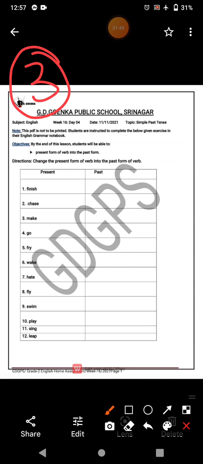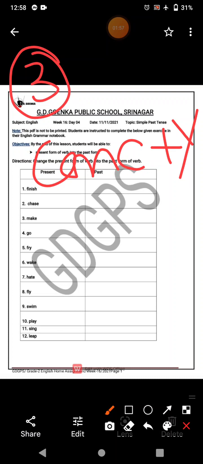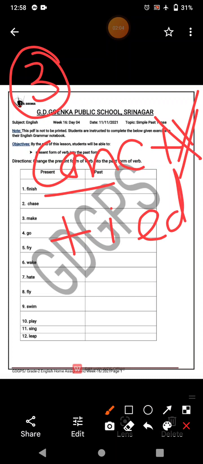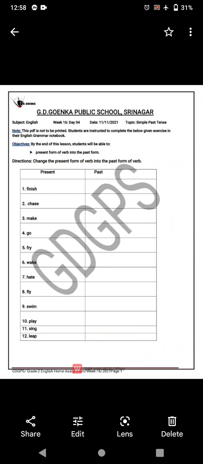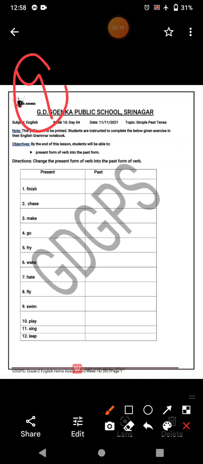Rule number 3. What does rule number 3 tell? Remember, if a verb ends in consonant plus y, we take the y off and simply add ied. For example, cry. R is consonant, we take the y off, we add ied. It will become cried. Cried is the past form of cry. Well done.